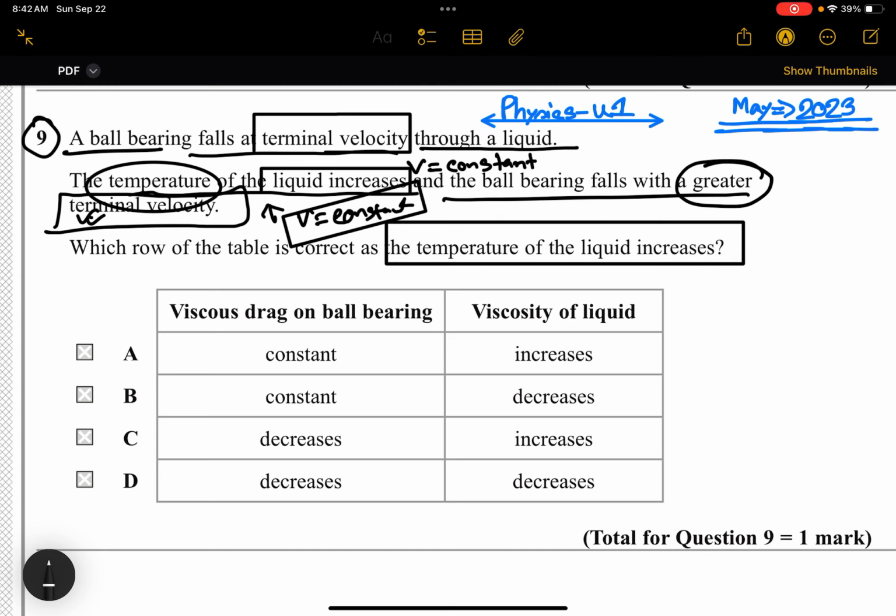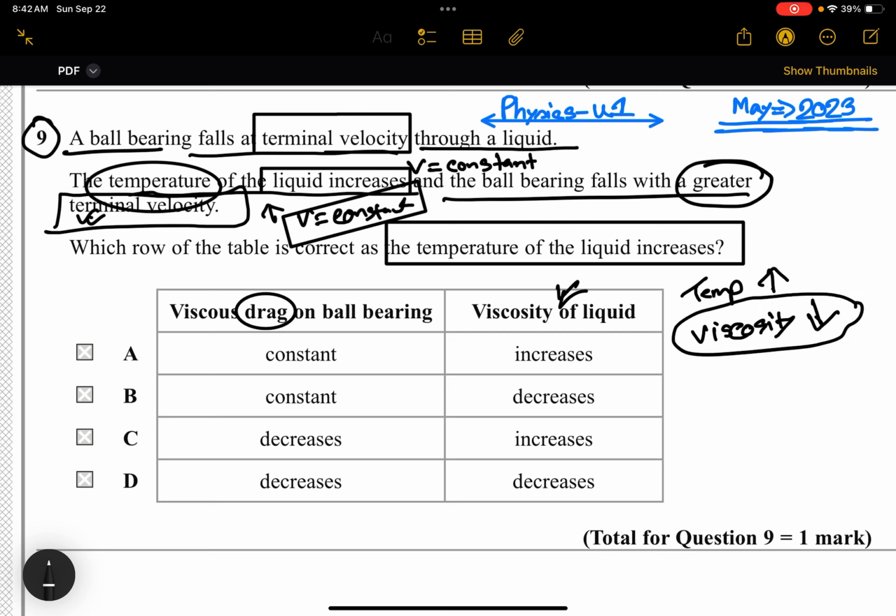They have given us the viscosity of the liquid and the drag. So we all know when the temperature increases, the viscosity decreases, and as the viscosity decreases, the velocity increases. As the viscosity decreases, there is less drag force.